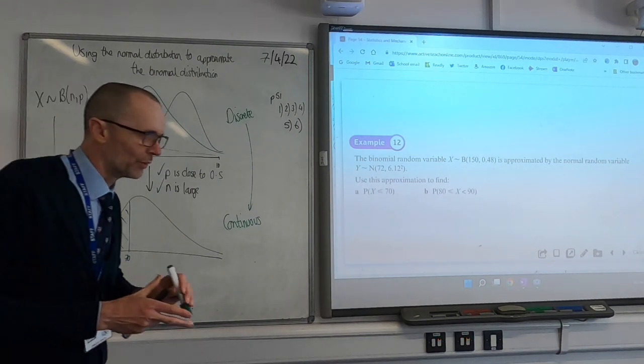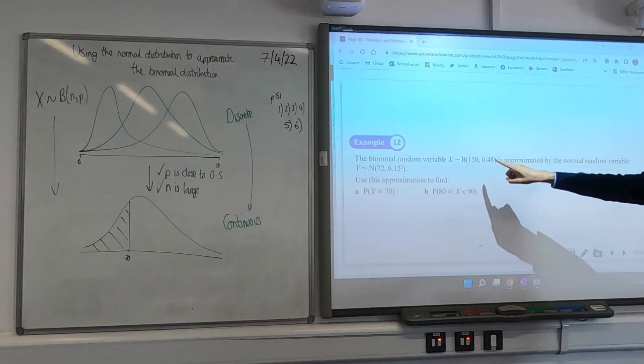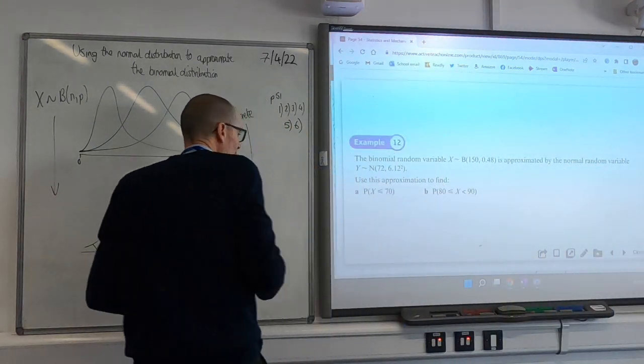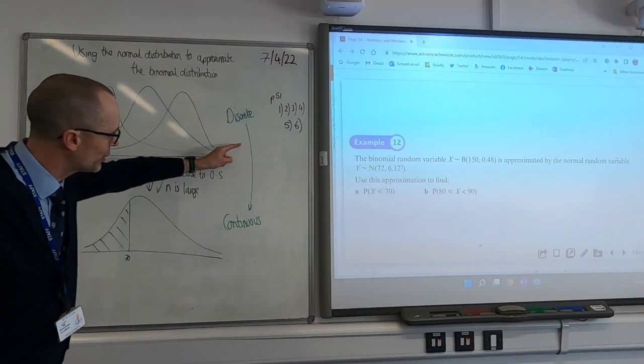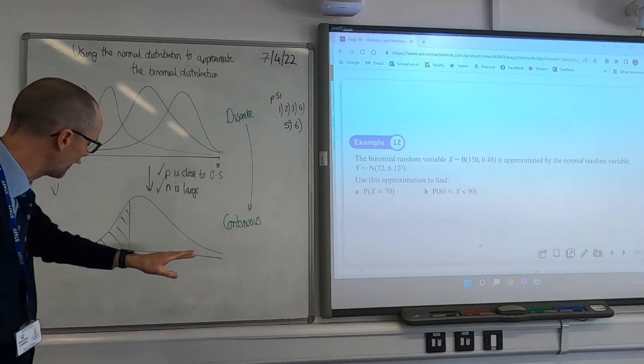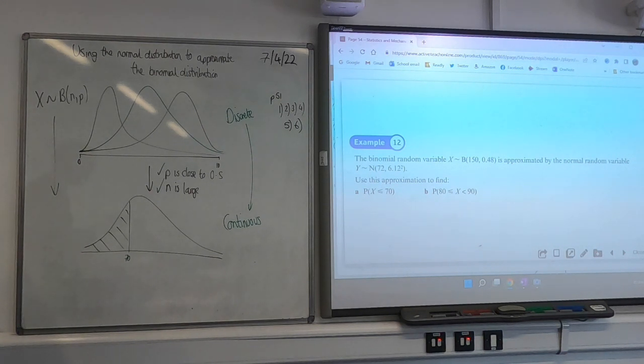This is the tricky bit, all right? If you didn't think the rest of it was tricky, this is the tricky bit. 70 is a discrete number. So we're doing something 150 times and we're saying what's the probability that we win less than 70 times? When I translate that into continuous data, I've got to think, right, what is the biggest value that would still be rounded to 70? I want to know the probability of less than 70, so I've got to include any value that will be rounded to 70.